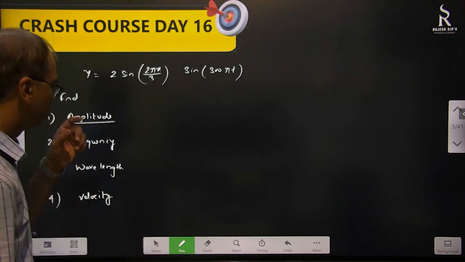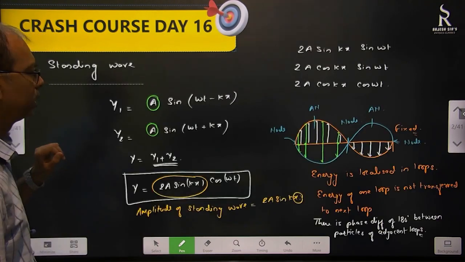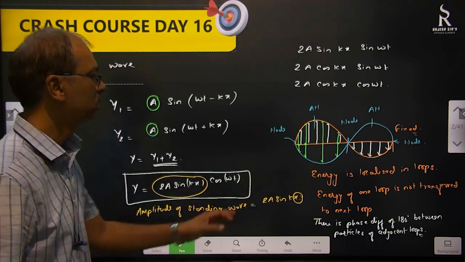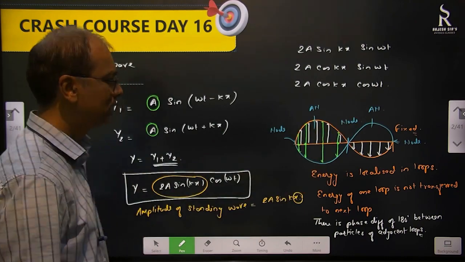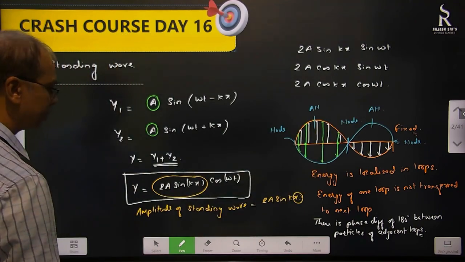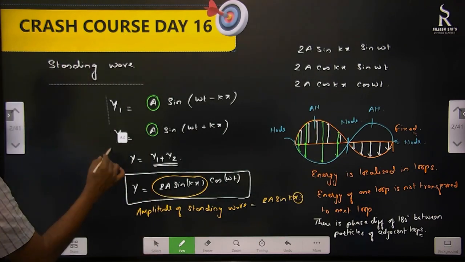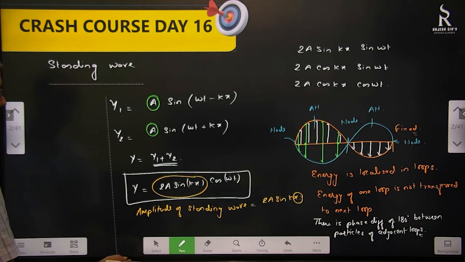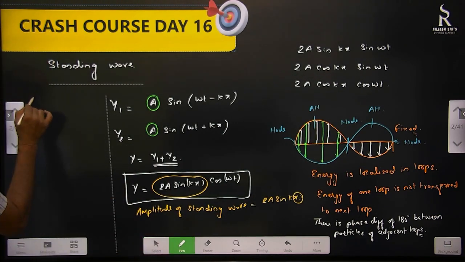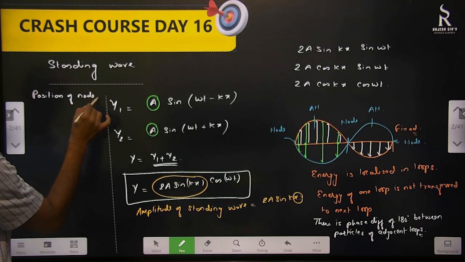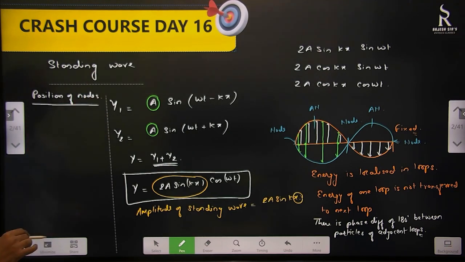But wait a second, before that we will try to find out what are the positions of nodes and antinodes in this one. Okay, there is node, antinode, node, antinode. Let's see how to find the position. So we can do it here. Positions of nodes.